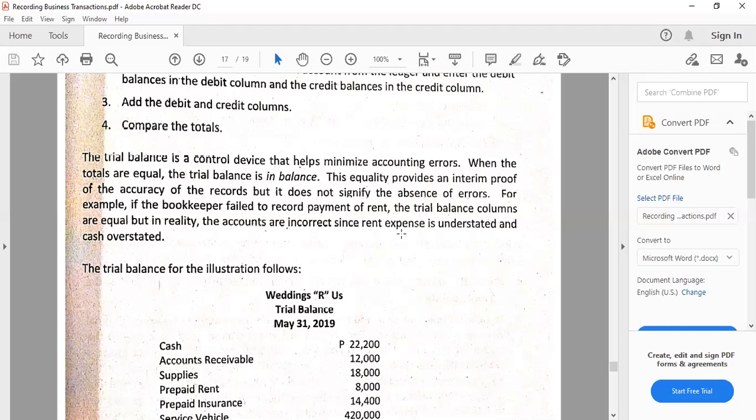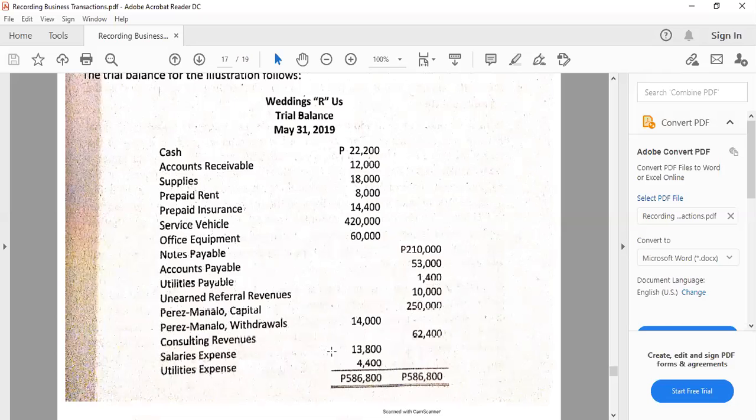And going back, rent expense is understated, or lacking, because we did not record the rent expense. The cash is to be placed on the credit side, meaning we did not have more deductions or credits to cash, and cash then is overstated, right? So these are the impacts of the said failure. However, for sure, again, the debits and credits would be equal.